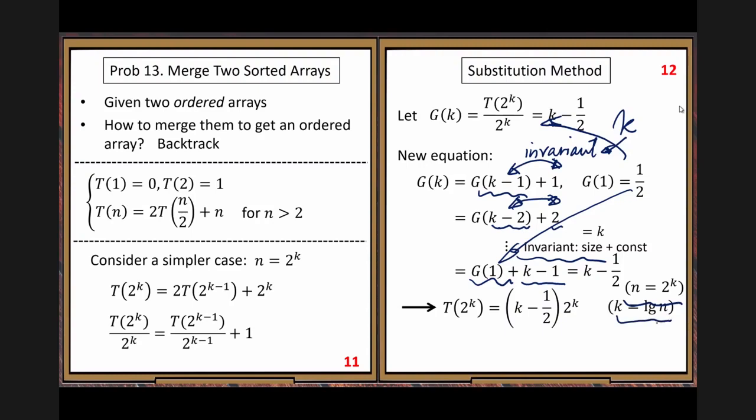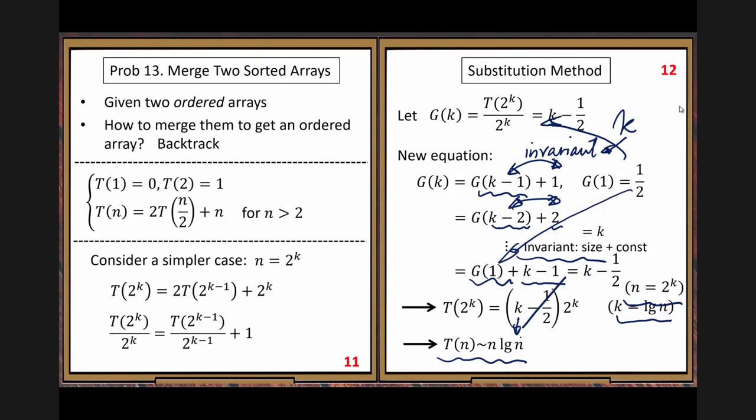So the T function becomes T of n approximately equal, because this 1/2 is too small, we can drop it. K, we replace k by log n. 2 to the k is n. So T of n is approximately equal to n times log n, log base 2. That's a good approximation, right? That's better than a guess, right?